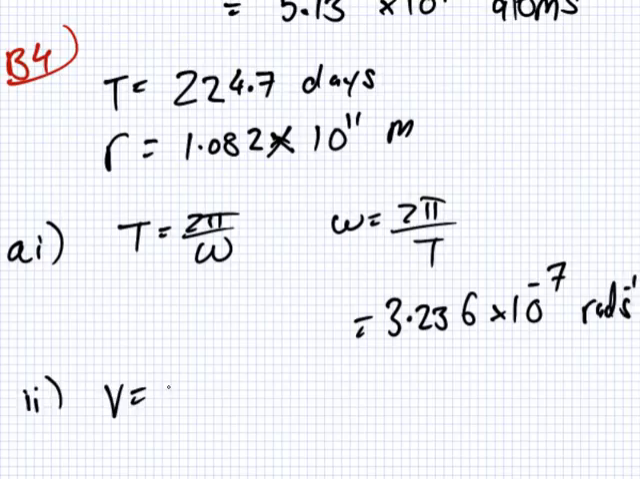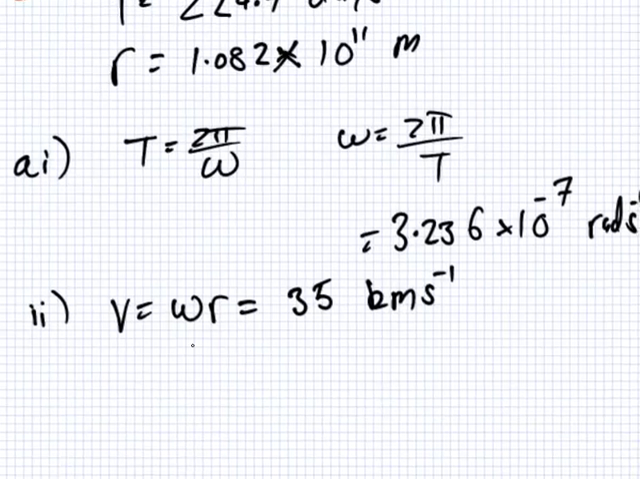V equals omega r. So just multiply this by r. And that will be 35 kilometers per second. Part 3, what's the mass?